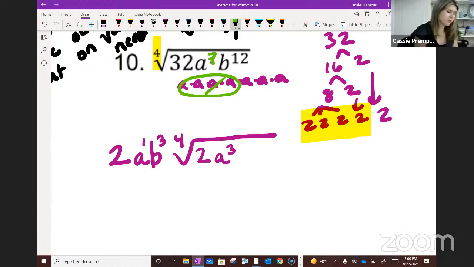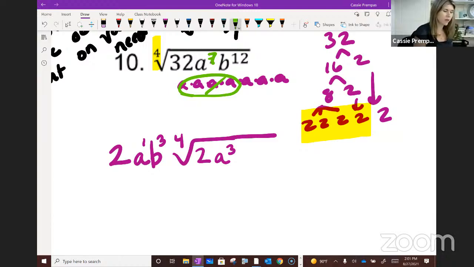All right, guys, bring it up to the front. If you have the correct answer, you should have 2 times AB cubed times the 4th root of 2A cubed. That should be what your variables and numbers consist of. That's not the full answer, but I want to make sure we understand this trick. Remember, A to the 7th means you have 7 A's. When you're looking for a 4th root, you need 4 A's before you could take it outside the radical. So I can group one set of 4. So I have an A to the 1st on the outside, and then I have 3 A's left inside.